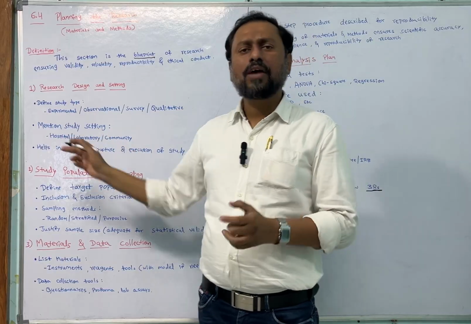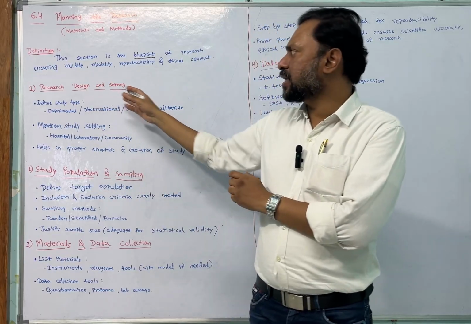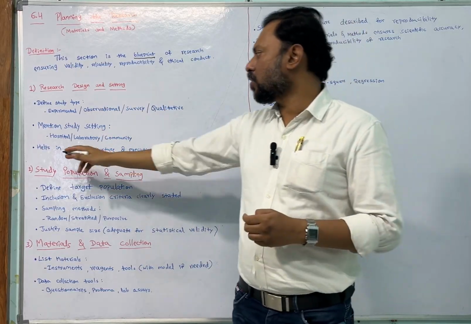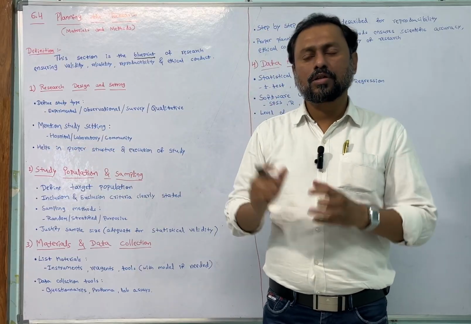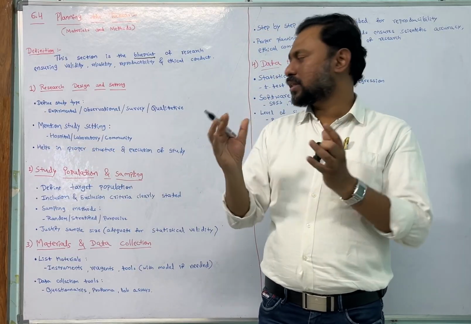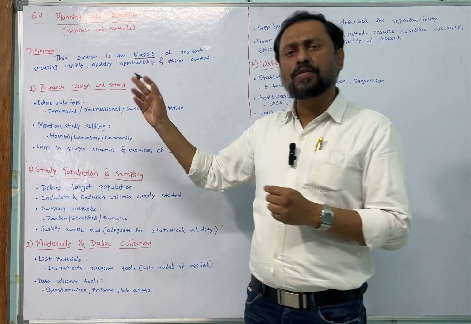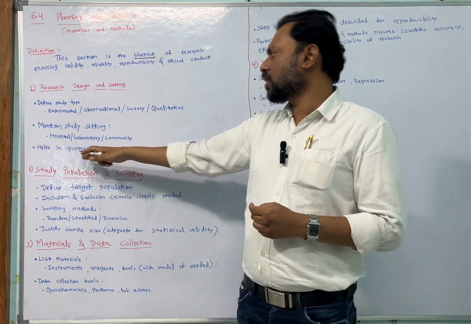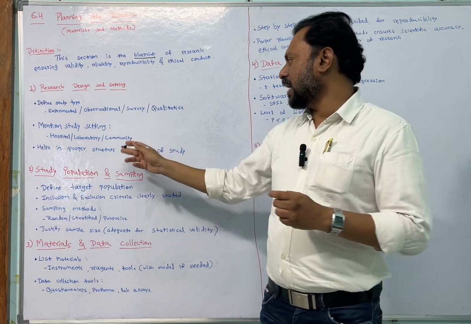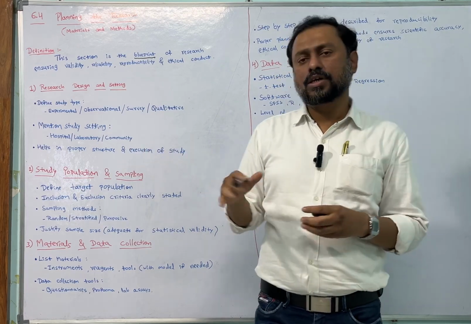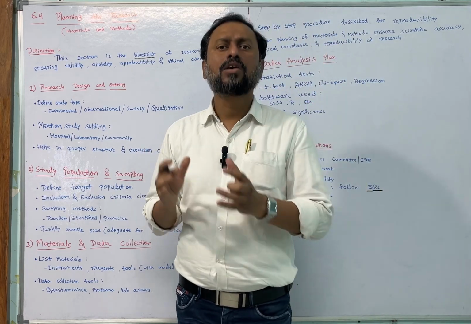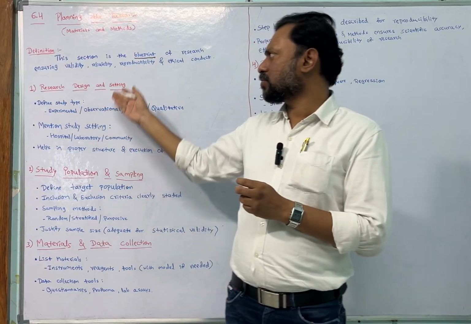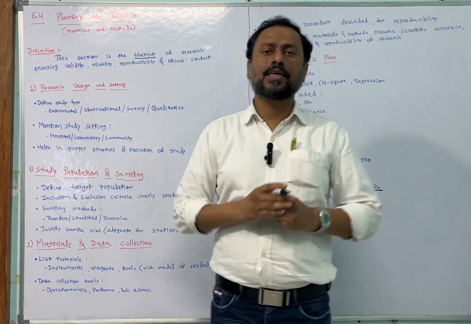Next, why are we writing the research design and setting? Because it helps show the proper structure, whether you did it in a properly structured way, so that if someone follows it, the same result will come. That's why, to show the proper structure as well as the execution of the study, how you executed that study, to show the correct path, you use the research design and setting.